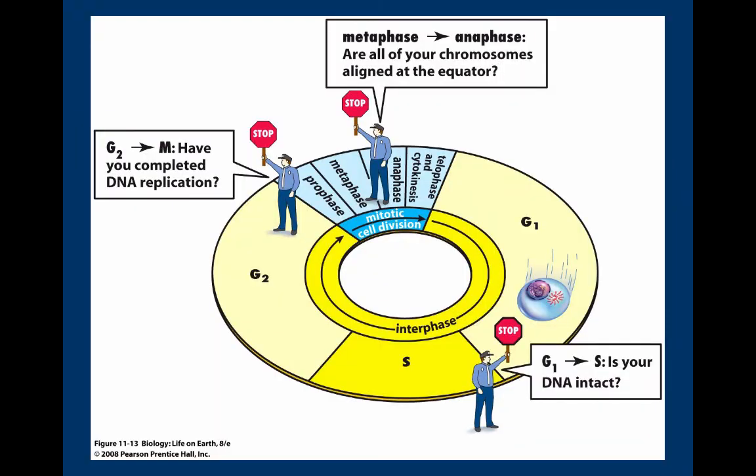All right, so these are our checkpoints overlaid on the overall cell cycle from G1 to S. Before we copy the DNA, we really want to make sure that there aren't any mistakes in it, any mutations or anything like that. And if there aren't, then we can go ahead and copy the DNA. We can move on to G2.